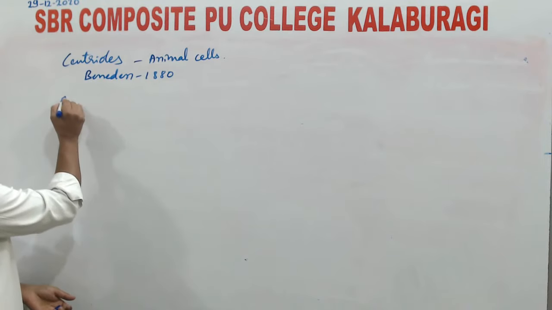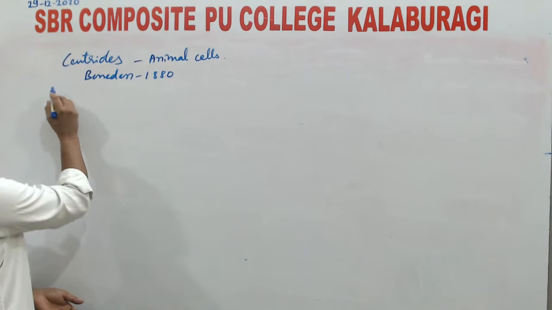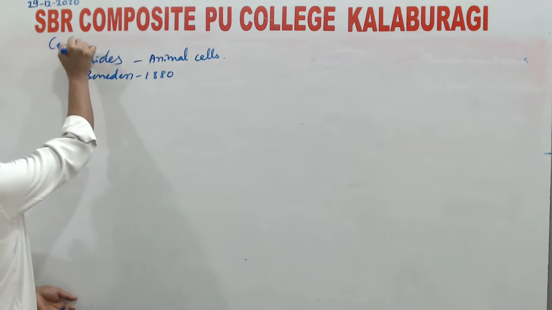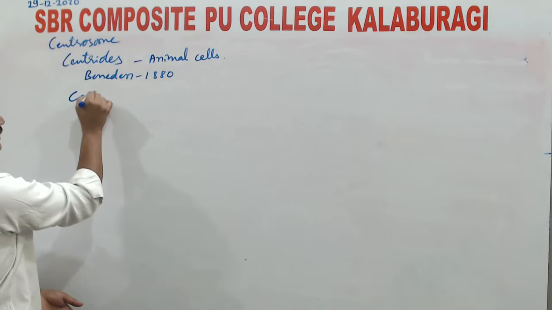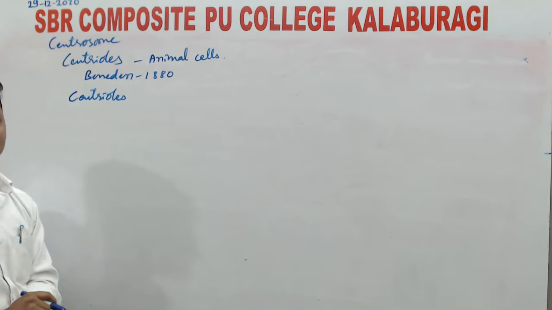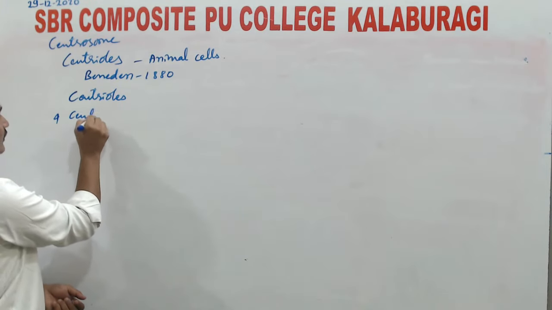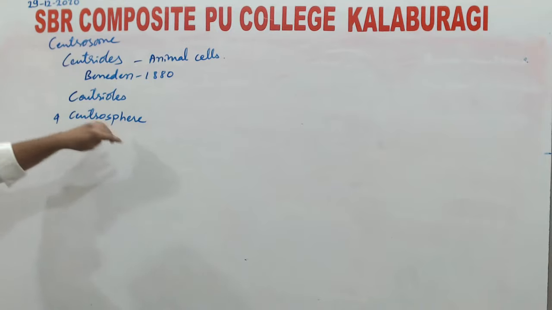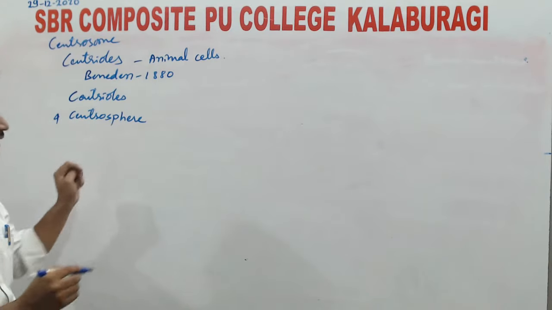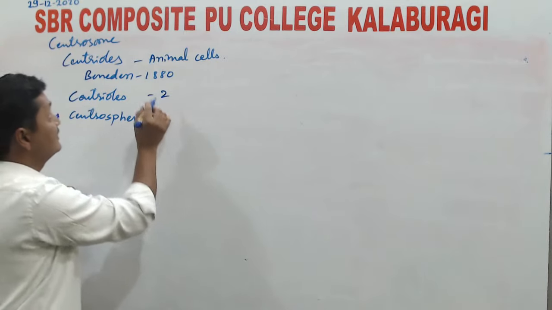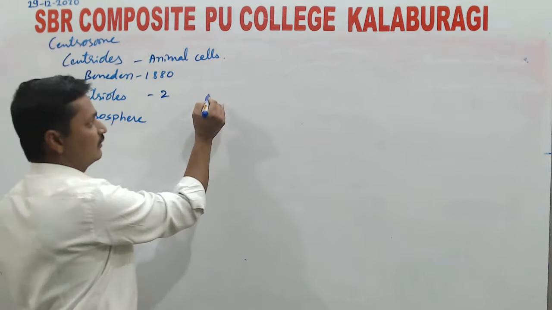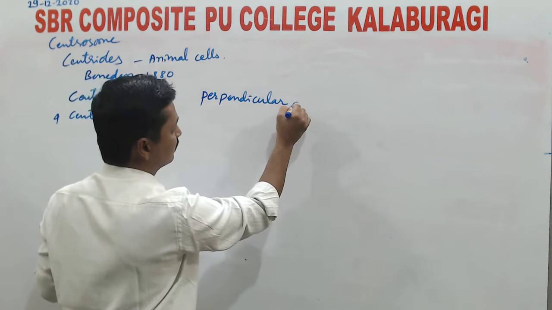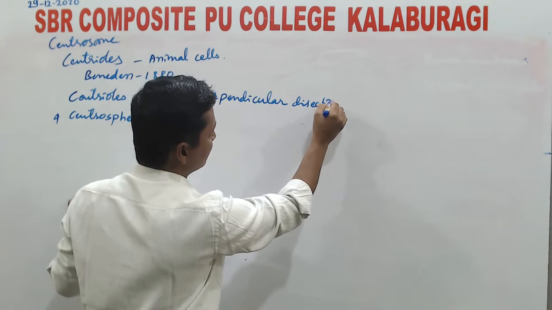These centrioles have two parts; the main heading is centrosome. The centrosome is made up of two components, centrioles and centrosphere. Remember, two components. The centrioles are two in number. Each centrosome has two centrioles, and both these centrioles are arranged in a perpendicular direction.